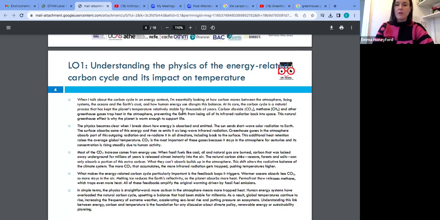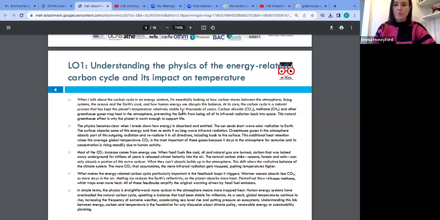It's really important to understand the physics of the energy-related carbon cycle and its impact on temperature. When we talk about the carbon cycle in an energy context, we're looking at how carbon moves between the atmosphere. Carbon has always existed, and we need it. It's part of how the planet operates. But the problem we're in at the moment is humans have disrupted this balance. I'll show you a short video soon which really explains this.